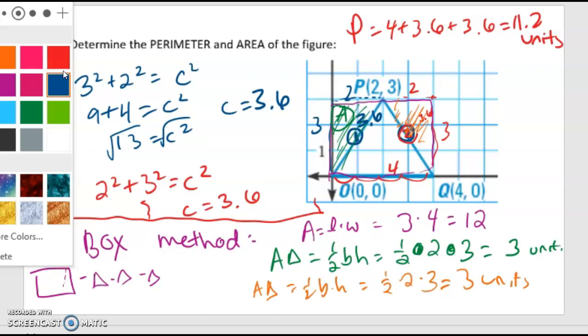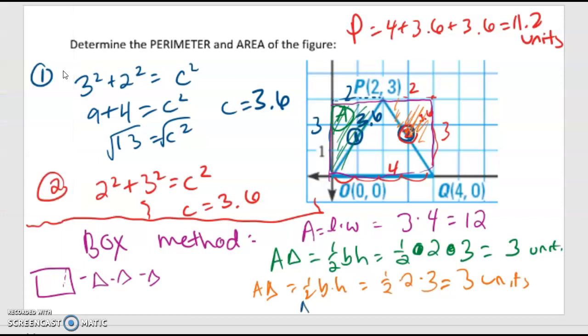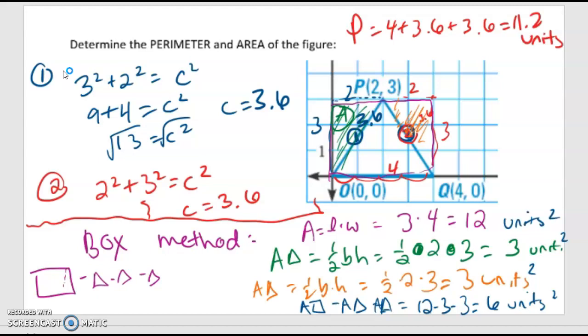And if I wanted to find the area of the blue triangle inside, which is what I want, I'm going to take the area of the box minus the area of the first triangle minus the area of the second triangle, which is 12 minus 3 minus 3, which is 6 units squared. All of these are area, so they're actually all units squared. Okay, so 6 is what I actually wanted to solve for. I find the area of the entire box, and I subtract out the area of the triangle.